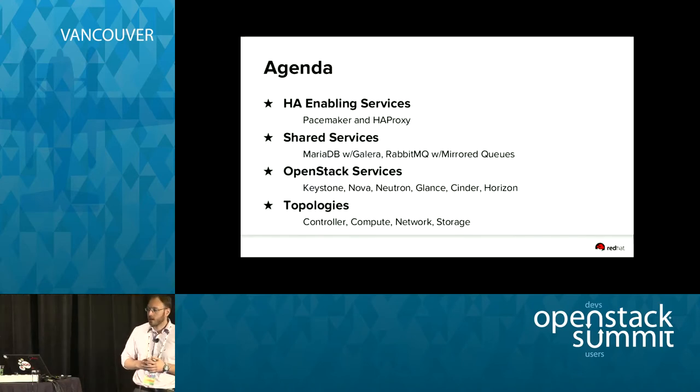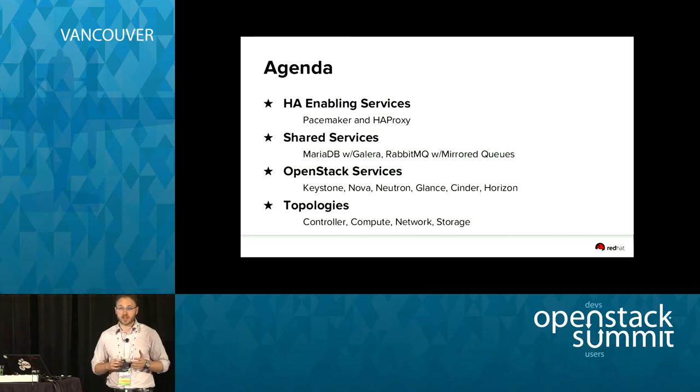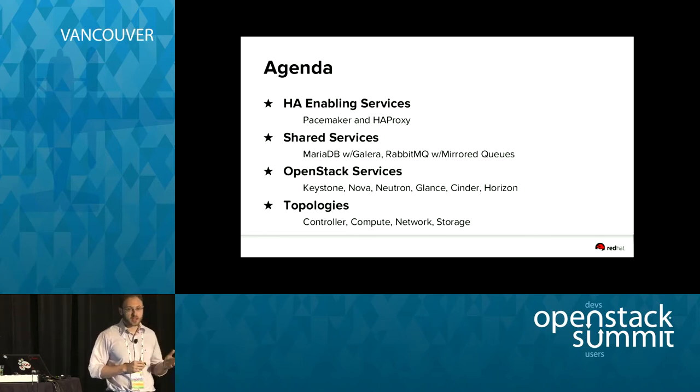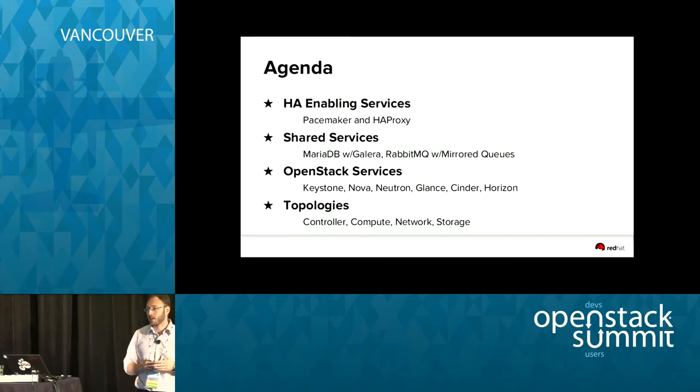So I'm going to focus on the enabling services that we can use to build a highly available OpenStack environment, and to cover all the services and make sure that they survive failures. I'm going to discuss the various shared services like MariaDB and the message queuing that obviously we have to use, and we have to make sure it's fault tolerant. And I'm going to cover the various OpenStack services, or at least the basic ones, as we don't have too much time today. And I'm going to end by covering some of the topologies and what we should think about when we build such an environment.